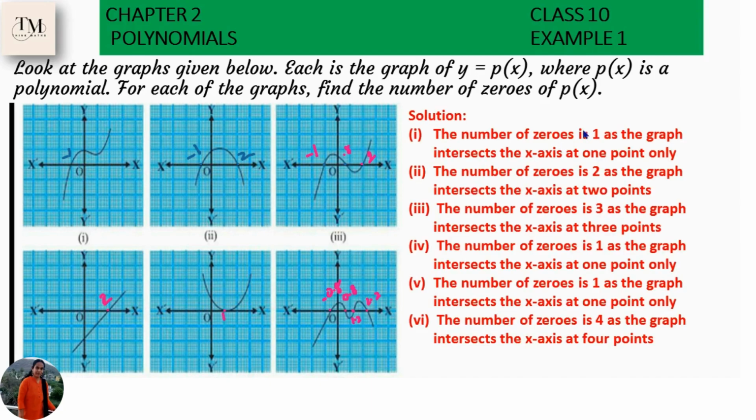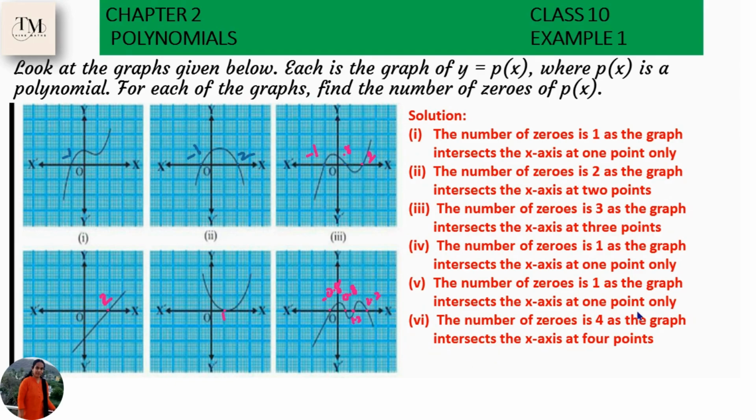For the first one, the number of zeros is 1. For the second one, the number of zeros is 2. For the third one, the number of zeros is 3. For the fourth one, the number of zeros is 1. For the fifth one, the number of zeros is 1. And for the sixth one, the number of zeros is 4.